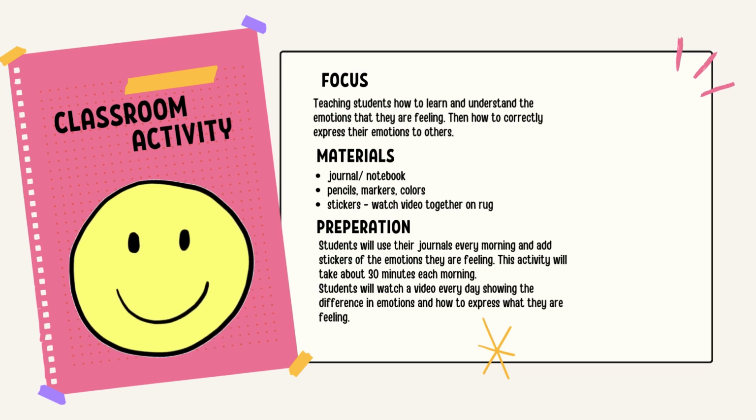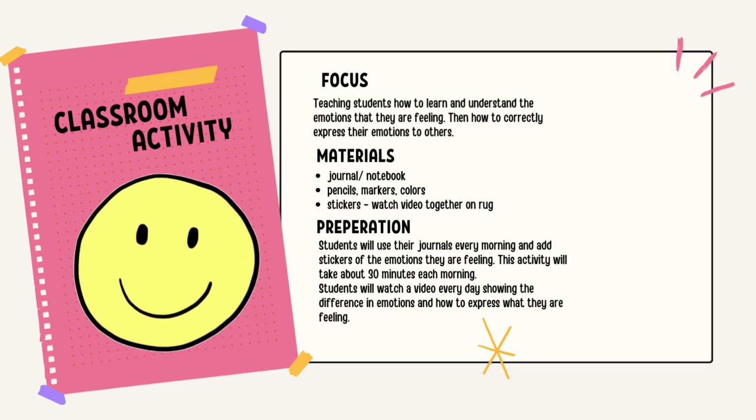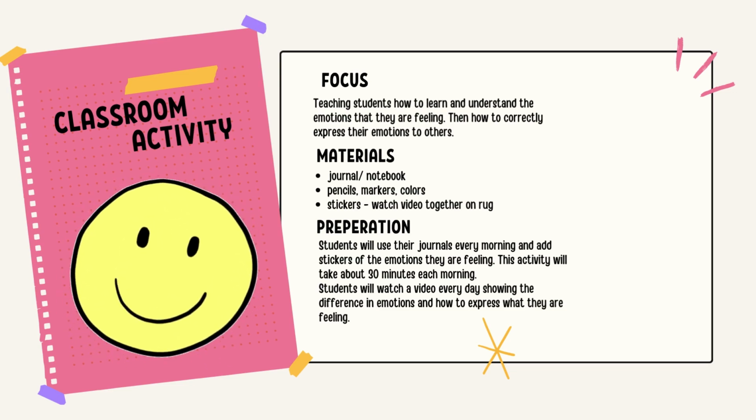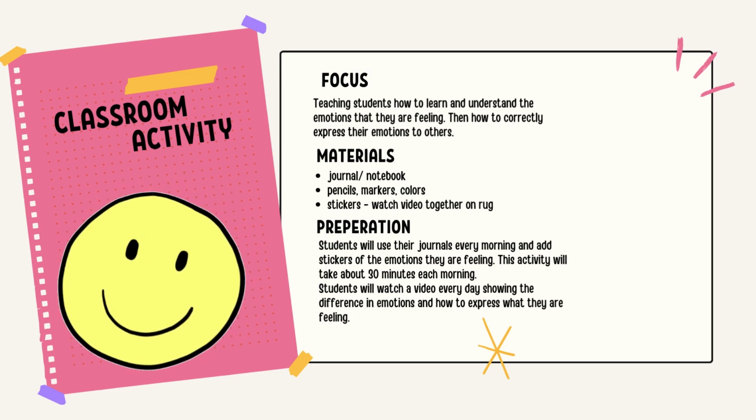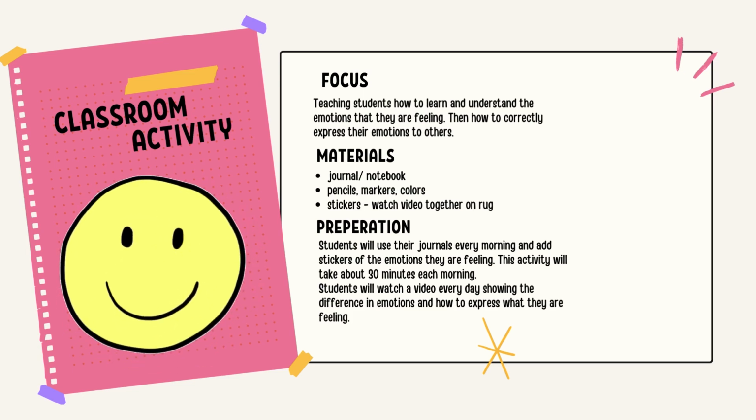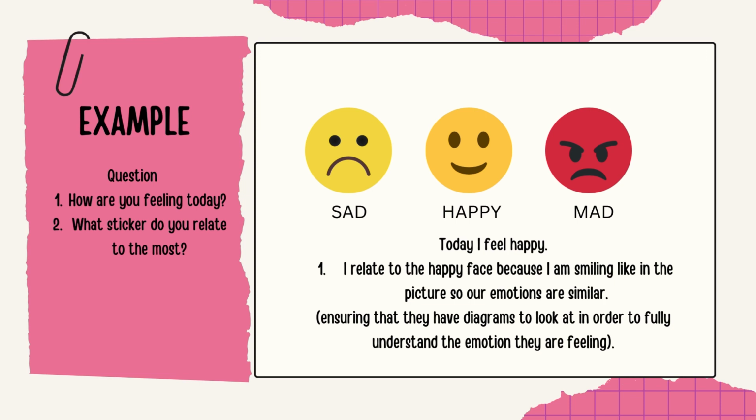The students will use their journals every morning and add stickers so that they know what they are feeling that day. So for example, if they were feeling happy, they would add a smiley face sticker. This is the example of what they would write in their journal. So it would only be one sticker, but if I put that I was feeling happy, I would obviously use a smiley face, and then they would be able to show me the sticker and tell me which one it is, because over time they would picture the emotion and understand.